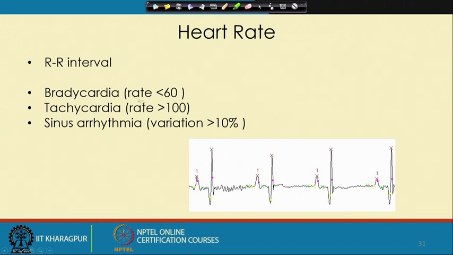So, these are primarily the problems with the heart rate, which occur primarily because of how the signaling is going in the heart, or how the signals are getting transmitted throughout the heart. Thank you.